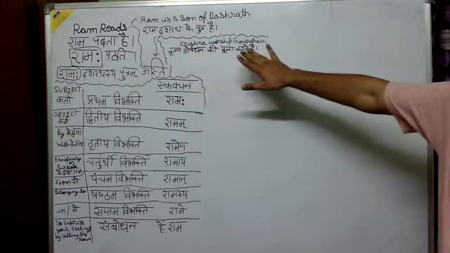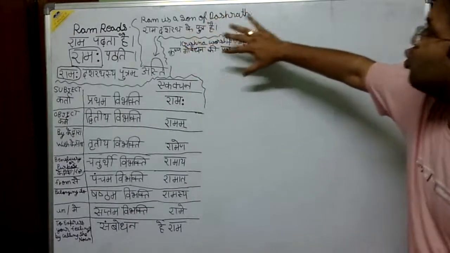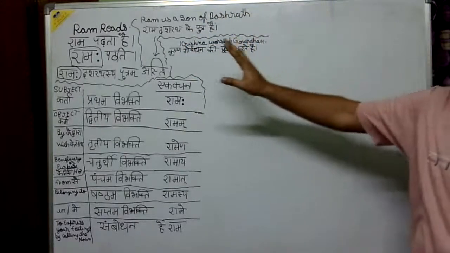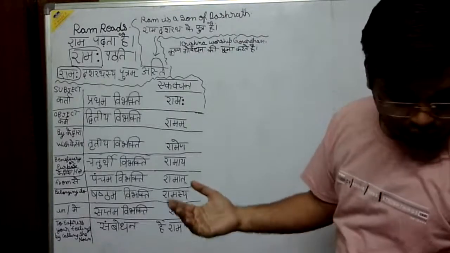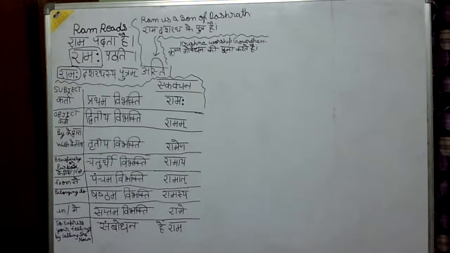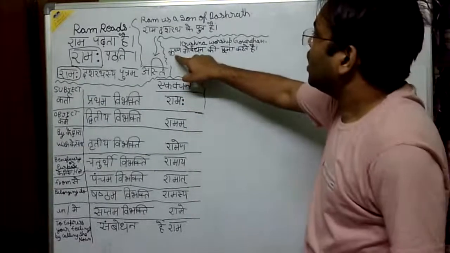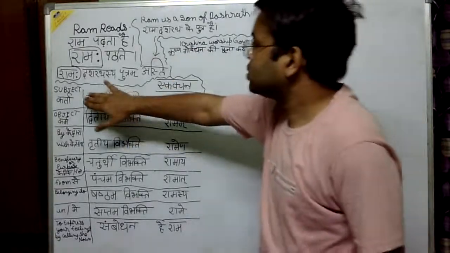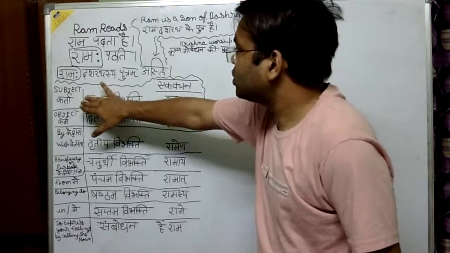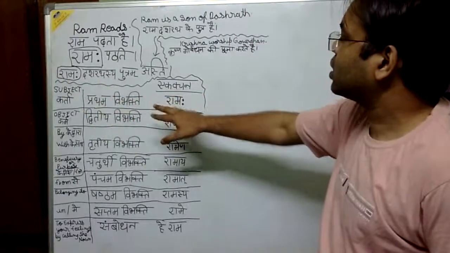So who is the subject here? In this sentence, who is the subject? See, Krishna is the subject. And since Krishna is the subject, what will we use for Krishna? We will use Prathama Vibhakti. Why so? Because to denote the subject, we have to use Prathama Vibhakti.